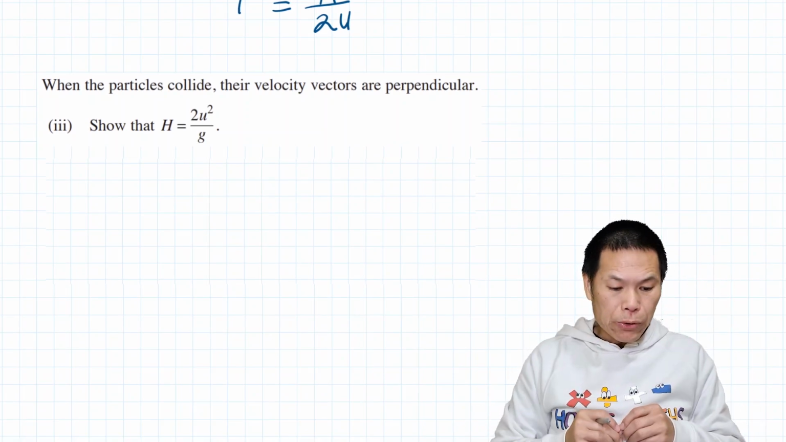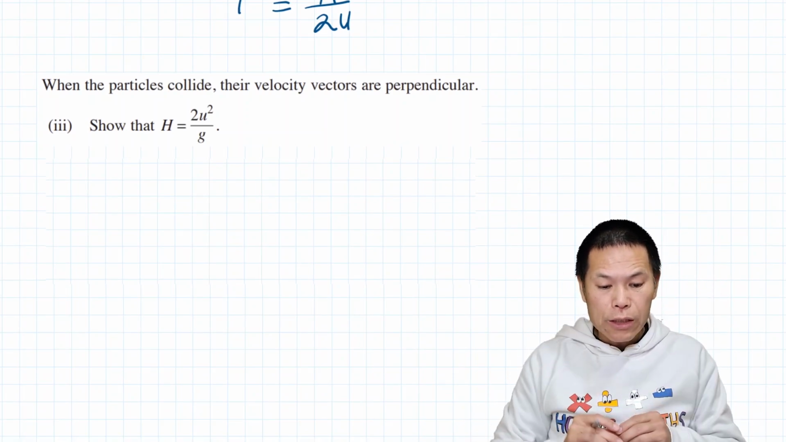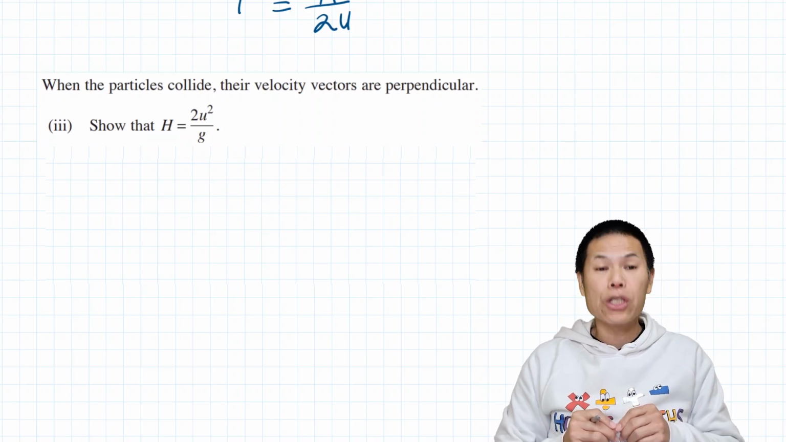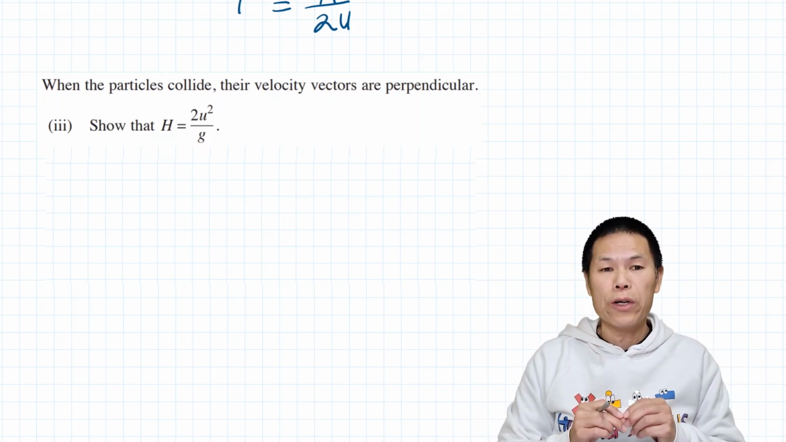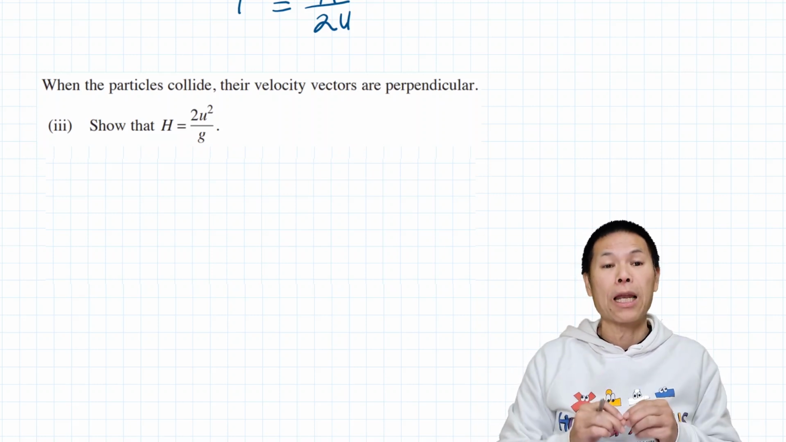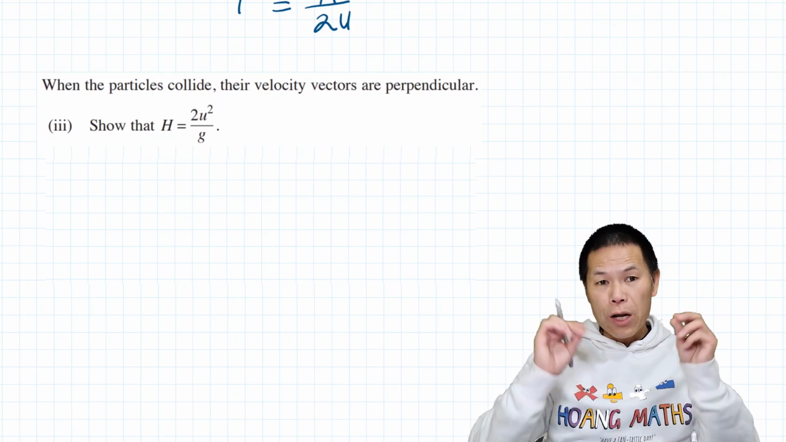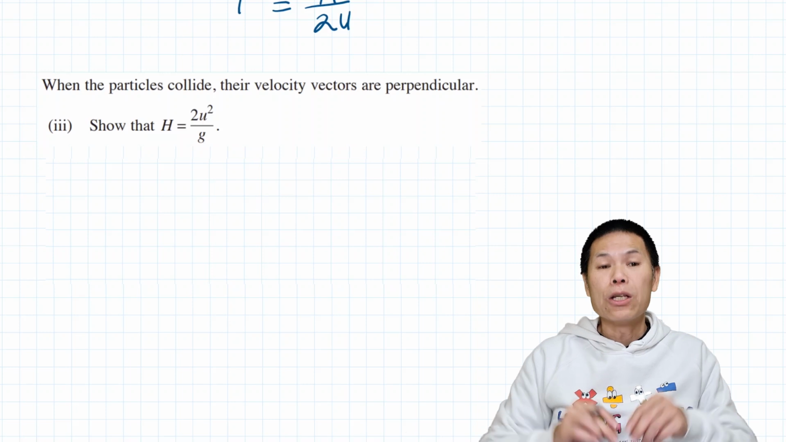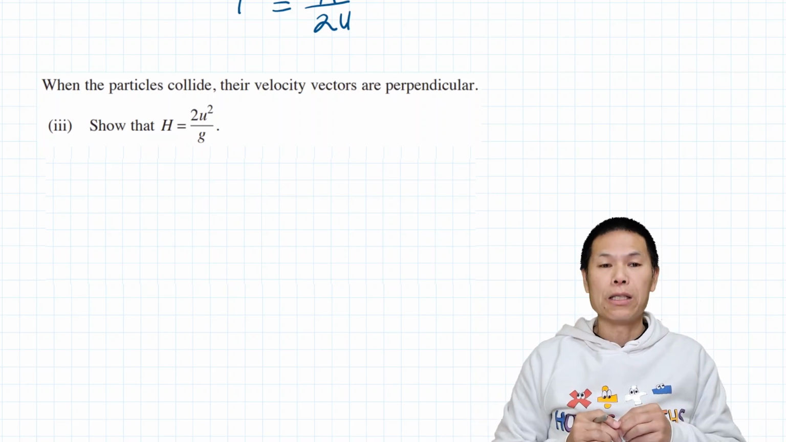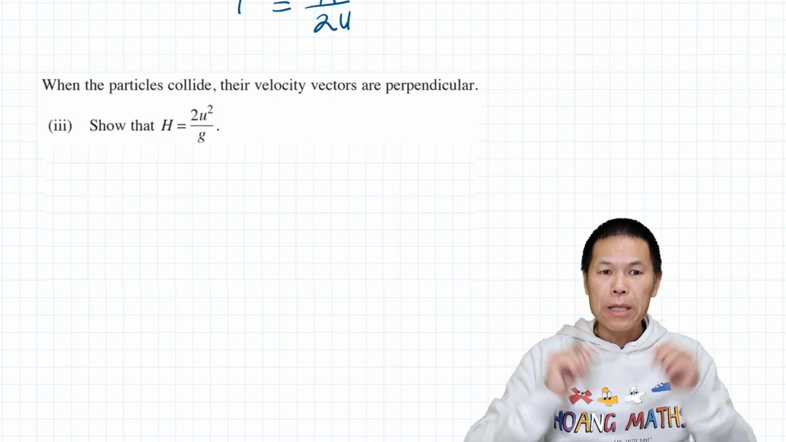When the particles collide, their velocity vectors are perpendicular. Show that h is equal to 2u squared over g. So because their velocity vectors are perpendicular, that means the velocity vector of A dot the velocity vector of B gives us 0, because they are perpendicular.